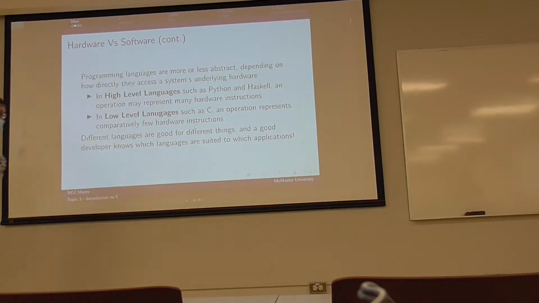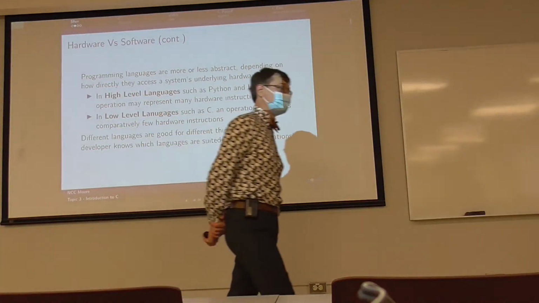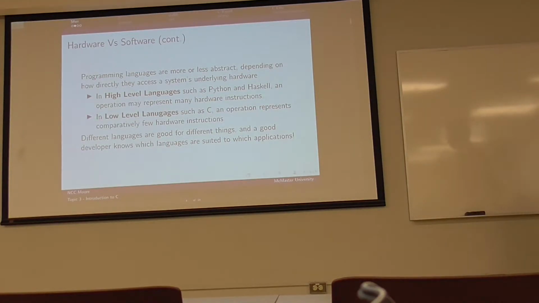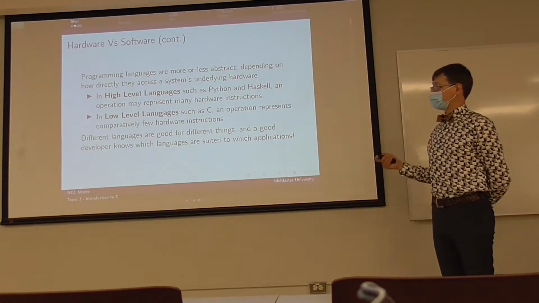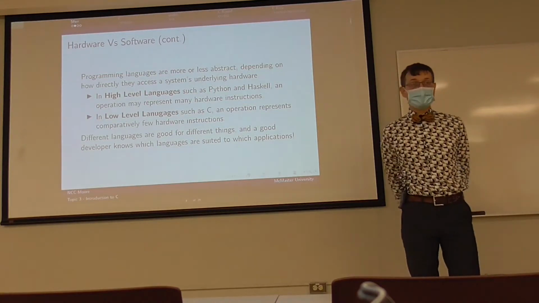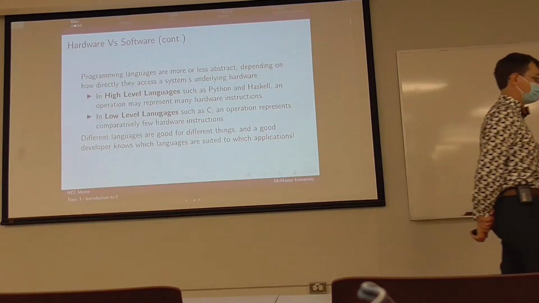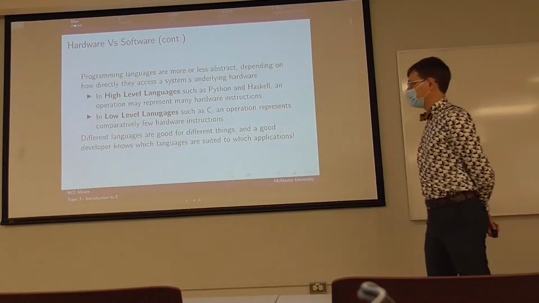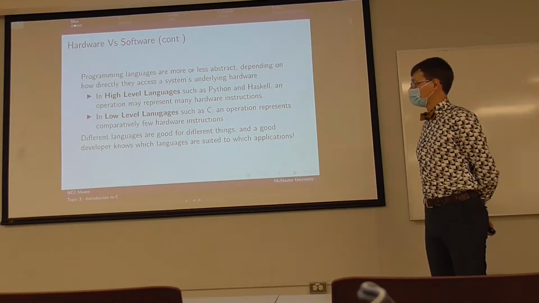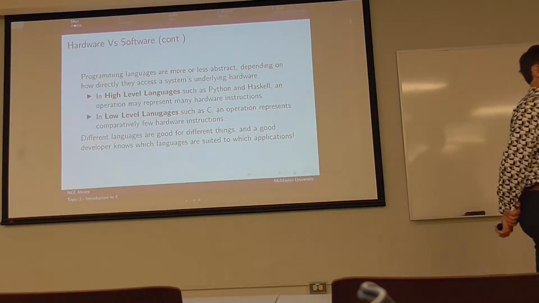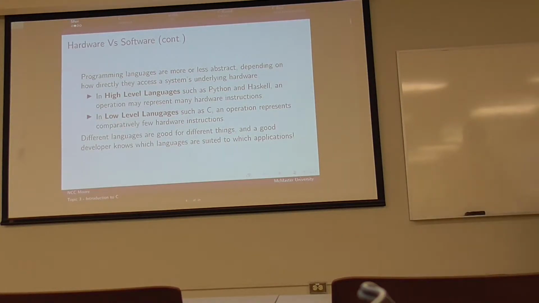So, programming languages can be more or less abstract, depending on how directly they access a system's underlying hardware. In high-level languages, such as Python and Haskell, an operation may represent many hardware instructions. However, in low-level languages, such as C, an operation represents comparatively few hardware instructions. Different languages are good for different things, and a good developer knows which languages are suited to which applications.